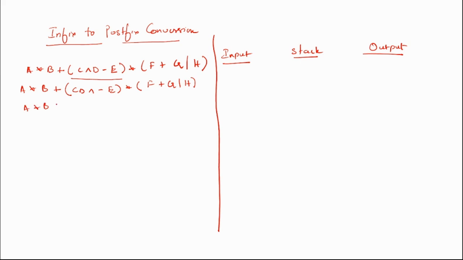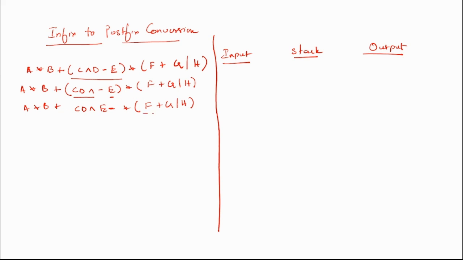Therefore now I'll say a star b plus, this will become our operand 1, this will become our operand 2, and this is the operator. So I'll say cd to the power e minus, right? So once I have evaluated, actually I don't need this parenthesis, right? And then I will say star. Now I have this expression, so I will write this expression as it is, correct?